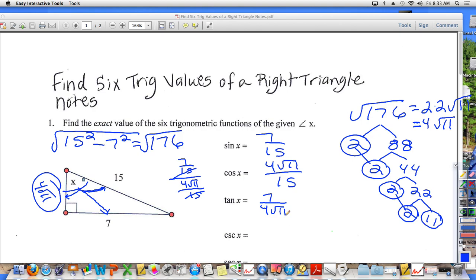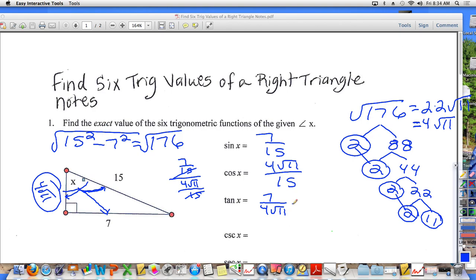So this is where we need to talk. What are we going to multiply by to get rid of the square root of 11? Square root of 11. You don't have to multiply by 4 square root of 11. You only have to multiply by the square root of 11. Just get rid of the square root.